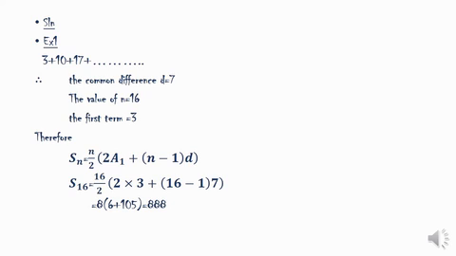So when you take 3 plus 10 plus 17 plus the next term plus the next term up to the 16 terms, the sum of that number is 888. When you take 3 plus 10 plus 17 plus the next number there which is 24, plus other numbers until they reach 16 terms, when you add those numbers, the answer you get is 888.